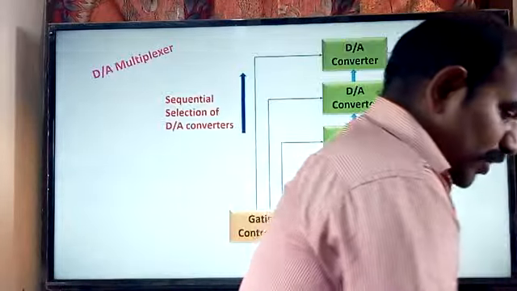In this case, there are 2 types of multiplexers, depending on the channels' input information, whether the information is in terms of analog or digital. One is a digital to analog multiplexer. Another one is an analog to digital multiplexer.